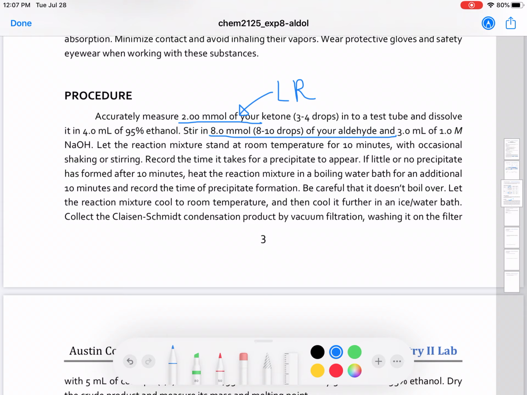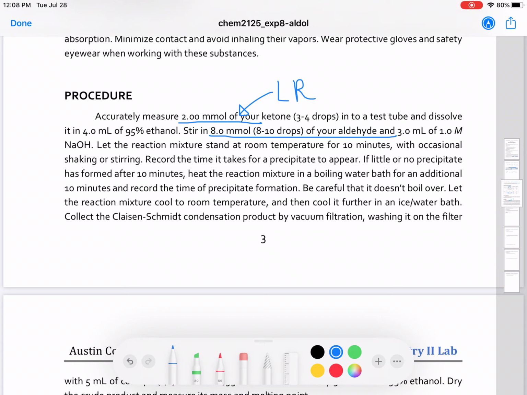If little or no precipitate has formed after 10 minutes, we're going to heat the reaction mixture in a boiling water bath for about 10 minutes. And when you heat it, you will see a precipitate start forming. You will see a solid separate out of the liquid. Some of these are going to be white in color, some will be a dark yellow, some would be a cream color, some would be a bit orange. So there are different combinations because they have different chromophores. Chromophores are the ones that give you the color. And the chromophores are basically conjugated systems.